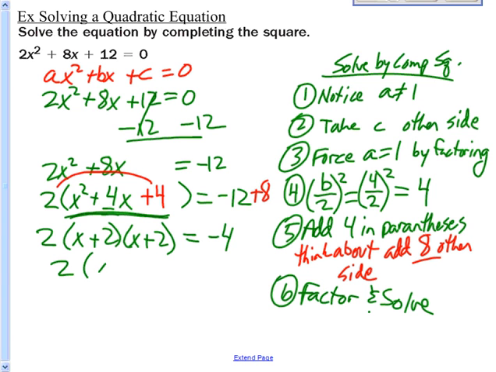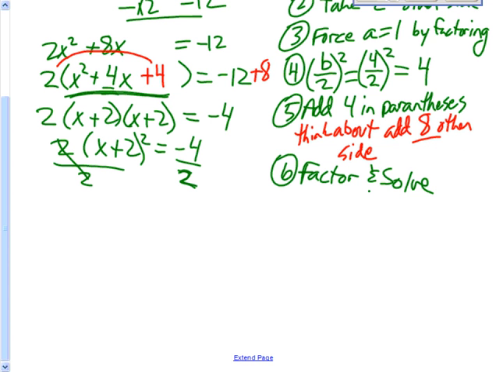Go ahead and write this as x plus 2 quantity squared equals a negative 4. Isolate the perfect square. Should be familiar with this. Oops, divide by a positive 2 there. So I got x plus 2 quantity squared is a negative 2. Go ahead and square root at this point.